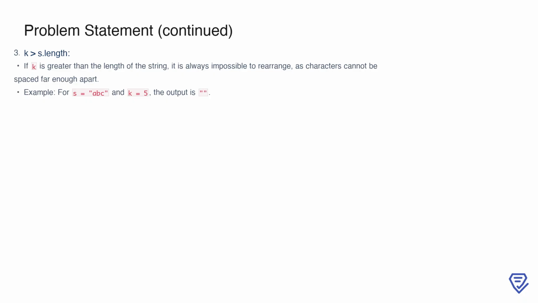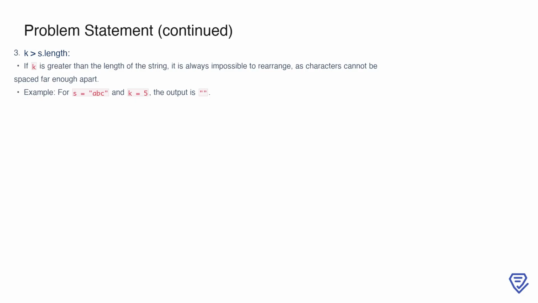First, if k equals 1, the condition is automatically satisfied because there is no restriction on the distance between identical characters. Any permutation of the string will be valid. For example, if s equals "abb" and k equals 1, outputs like "abb" or "bab" are acceptable.